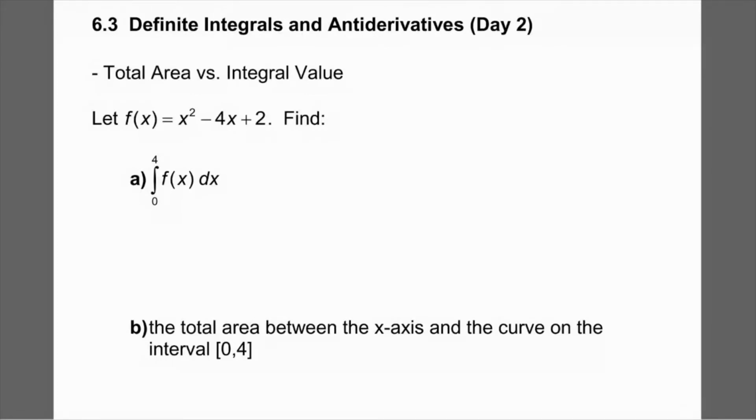A lot of this is going to involve using the calculator. So I'm going to have my calculator up, but if you have a calculator handy, make sure you get that out because you might want to go through some of these steps on your calculator as I do them. There's really just one problem that I want to look at here. We have this function x squared minus 4x plus 2, and there's two things that we want to find. Notice A here says find the integral from 0 to 4 of f of x dx. B says find the total area between the x-axis and the curve on the interval 0 to 4.